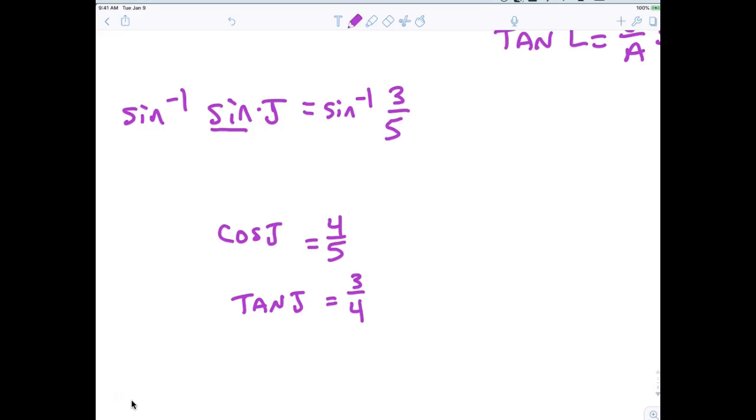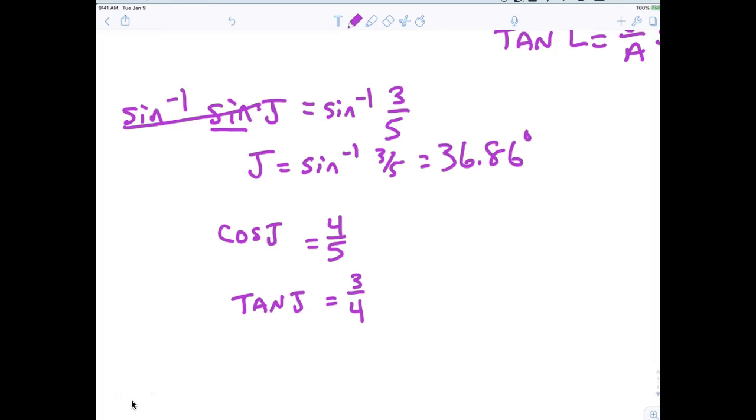You don't eliminate the sine by dividing. That doesn't mean sine times j. Is everybody with me? So now this crosses out. So j is equal to the inverse sine of 3/5. Now everybody type in the inverse sine of 3/5 and tell me what comes up on your calculator, please. 36.86.